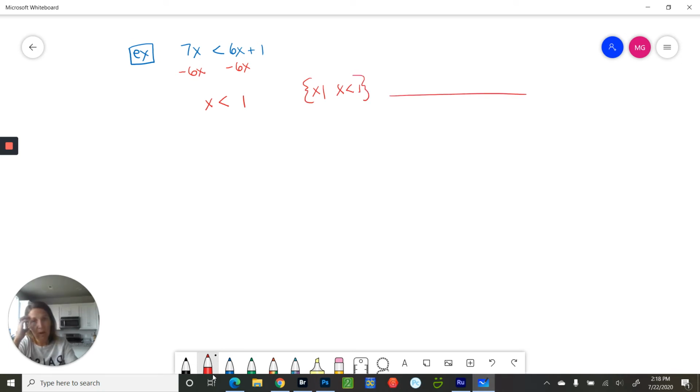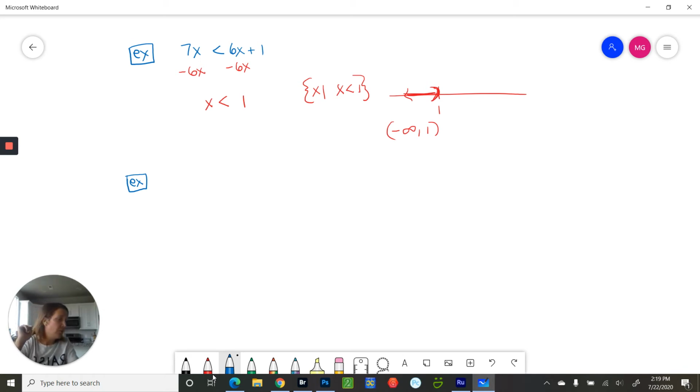If you needed to write it, x is less than 1, not including 1, so you'd have this parenthesis going down, which means that your interval notation would be from -infinity to 1. Okay, so it makes it really easy. So adding and subtracting never switches the sign. Adding and subtracting, you just move forward the same. Multiplying and dividing, if you are multiplying or dividing by a positive number, it does not affect it.